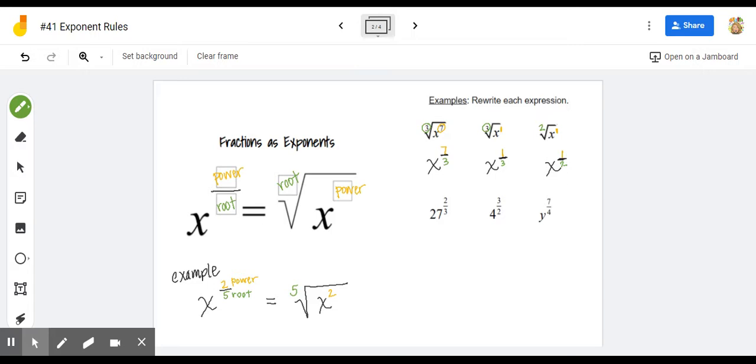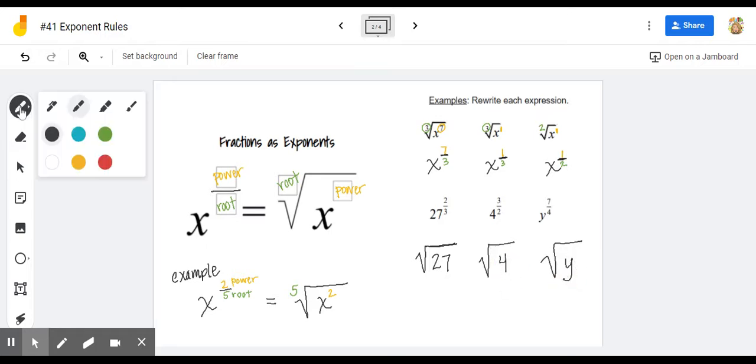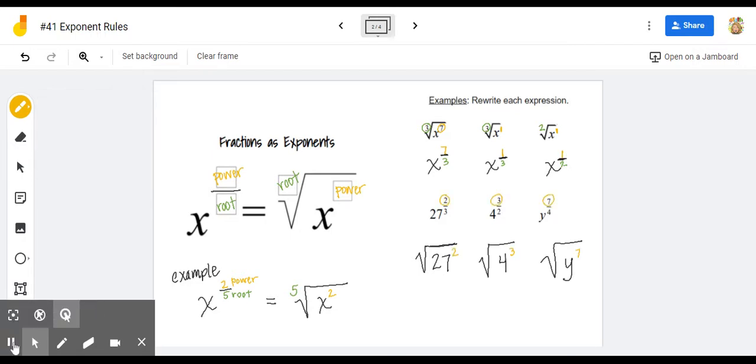All right. So what if we reverse it? And this time we have the base to the power that's a fraction. Can we write those as roots? So our bases are 27, 4, and y. And now we're going to tear this guy apart. So your power goes inside, on the power of your base. Then we take our roots and put them on the outside.